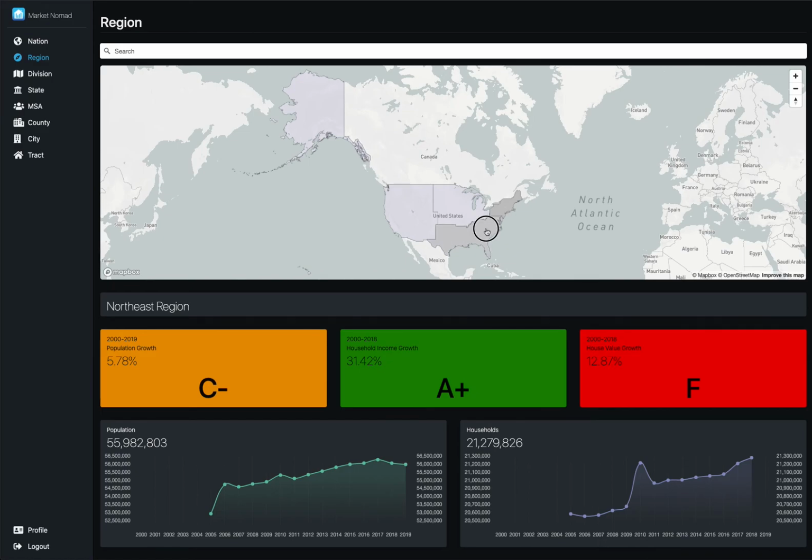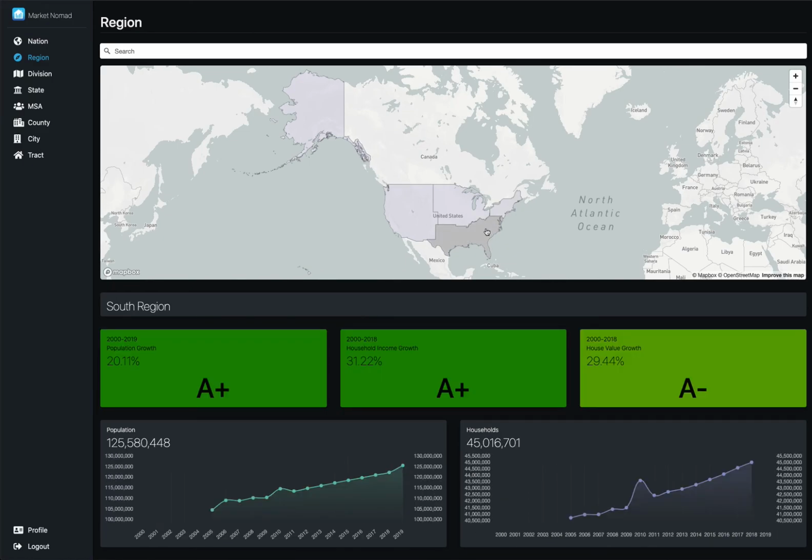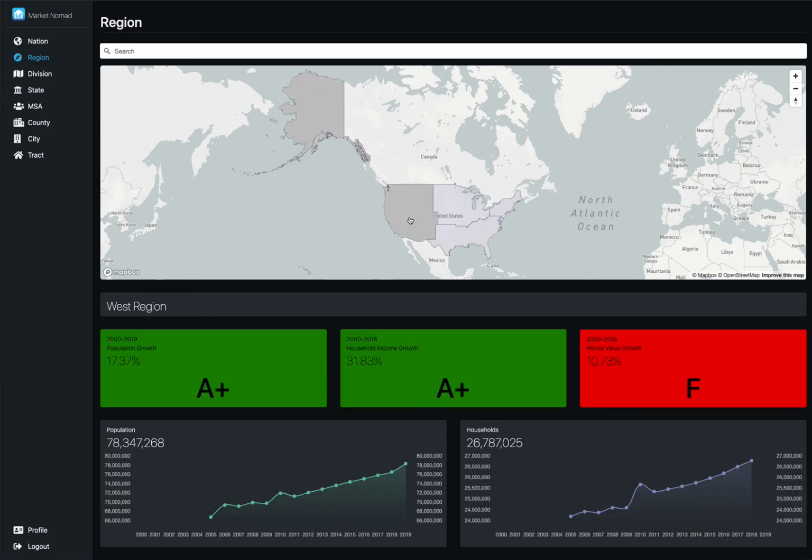We all know that the South is rapidly growing, and it looks like the grading system validates what everyone has been telling us. However, for this example, let's try to find a market that you might not hear about from other investors. Let's go ahead and take a look at the West region. You can see the big red F for house value growth. Don't let this grade scare you away. A region covers a lot of area, and I'm pretty sure that there are some great hotspots in here for investing.